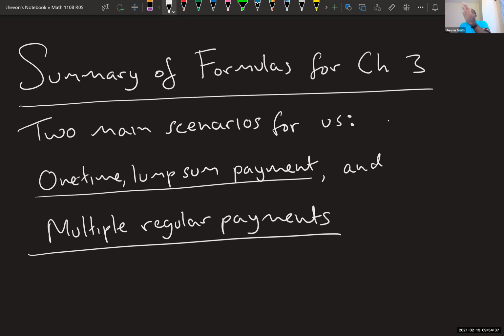You're consistently making a fixed amount of payments every month for some reason, right? Either you want to save up for a college fund or you want to pay off a car loan, but every month you're putting in a certain amount of money. So this is multiple regular payments. So the first thing you want to do when you're reading a word problem is to figure out which of those situations you're in, right? Once you're in those situations, now you know what formulas will apply, right?